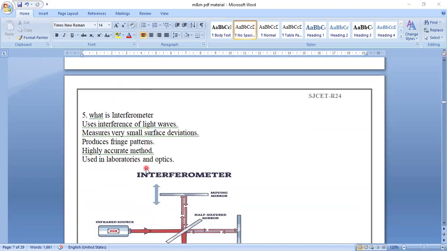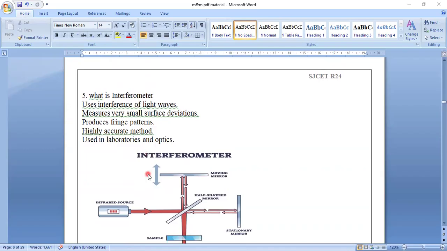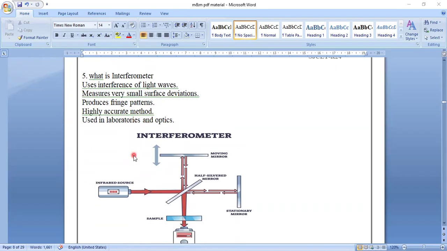Now I am going to take the fifth question. What is an interferometer? An interferometer uses the interference of light waves. It measures very small surface deviations. It produces fringe patterns. It is a highly accurate method, used in laboratories and optics.